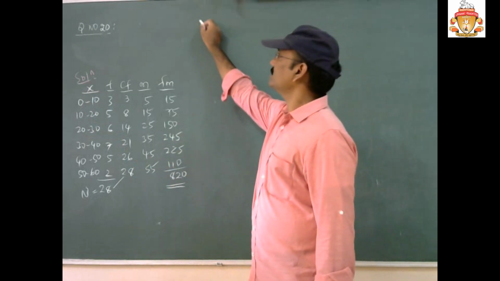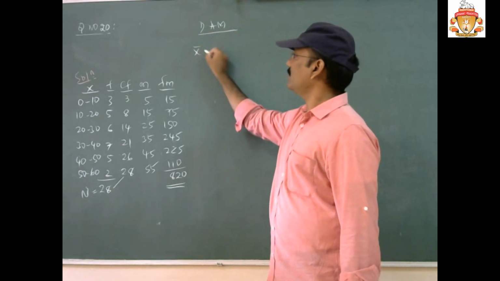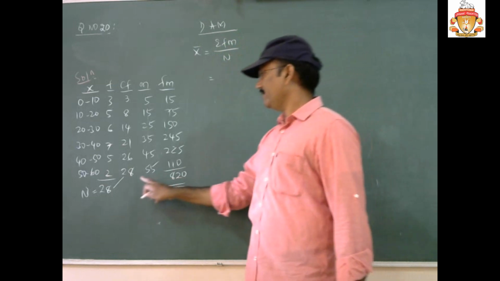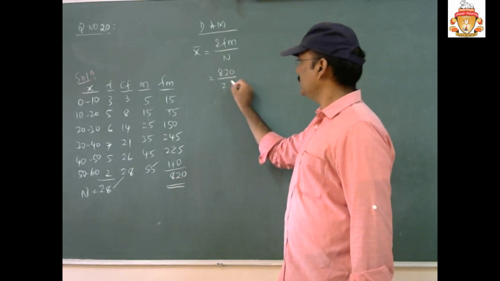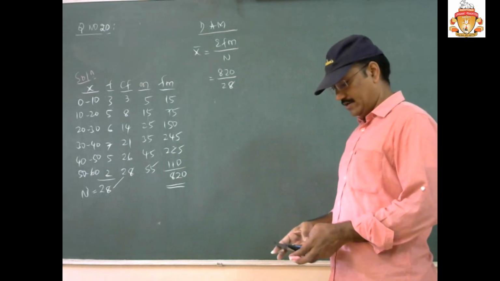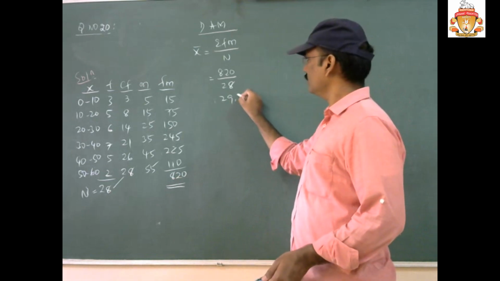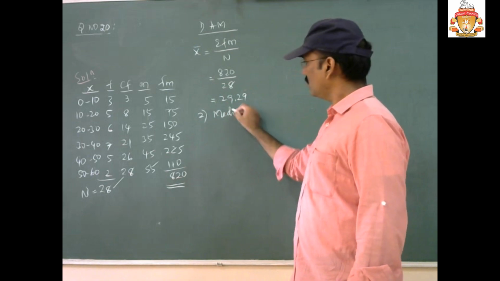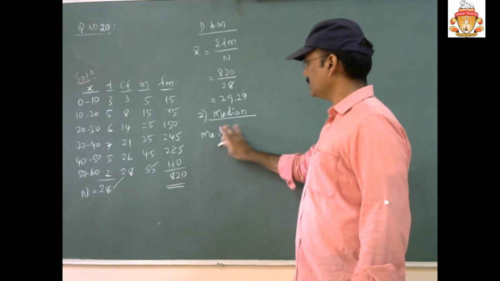So move to the first answer. Arithmetic mean. x bar equals summation of f into m by n. What is your fm total? 820. Then n is how much here? 28. So do it, 820 divided by 28, 29.29. Then number 2, median, that is median class.